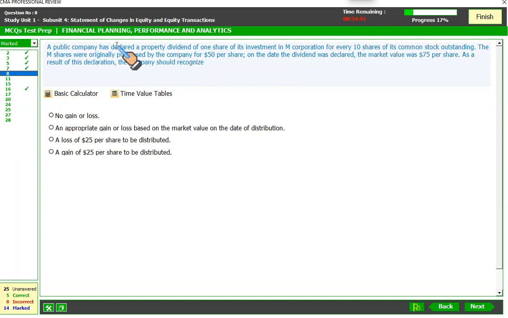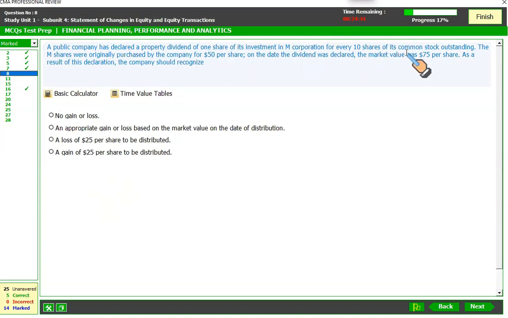A public company has declared a property dividend of 1 share of its investment in M Corporation for every 10 shares of its common stock outstanding. Every shareholder who holds 10 shares of my company, I will give him 1 share of M Corporation. M Corporation is some other company. So I am distributing the shares of M among my shareholders in proportion. For every 10 shares in my business, I will give 1 share of M to that shareholder.